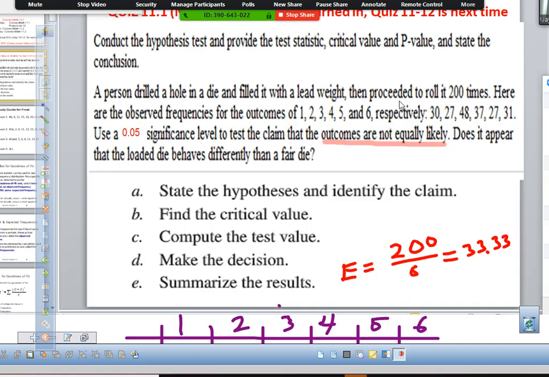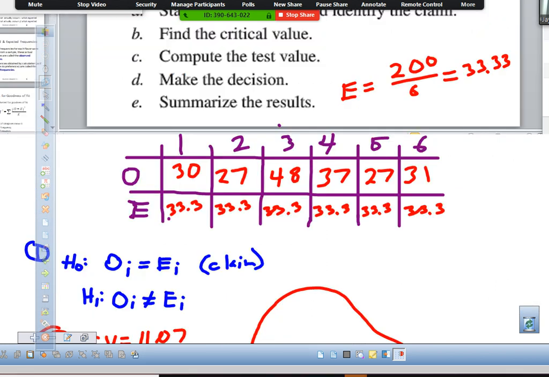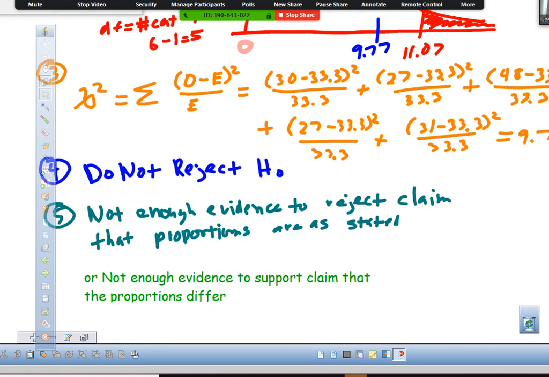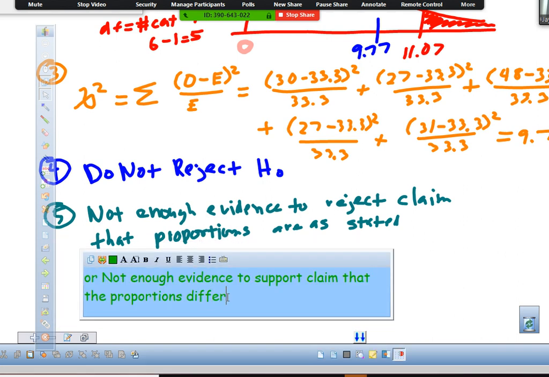Right, it says outcomes not equally likely. So then you say, okay, this is the one where they are equally likely, so then H1 would be where they're not. So I'll put that in there. Proportions are not equally likely.